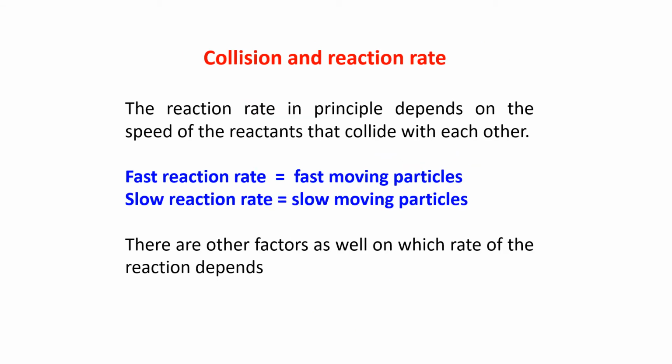Collision and reaction rate. The reaction rate in principle depends on the speed of the reactants that collide with each other. Fast reaction rate means the particles are moving fast. If the particles are moving fast, the reaction rate is fast. Slow reaction rate means slow moving particles. That means particles are moving slowly, so the reaction rate is slow. There are other factors as well on which the rate of reaction depends.